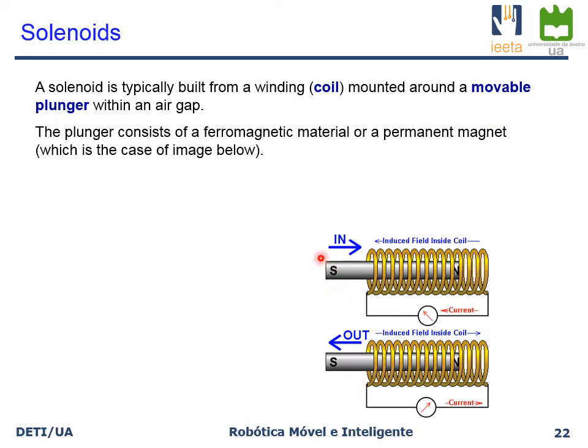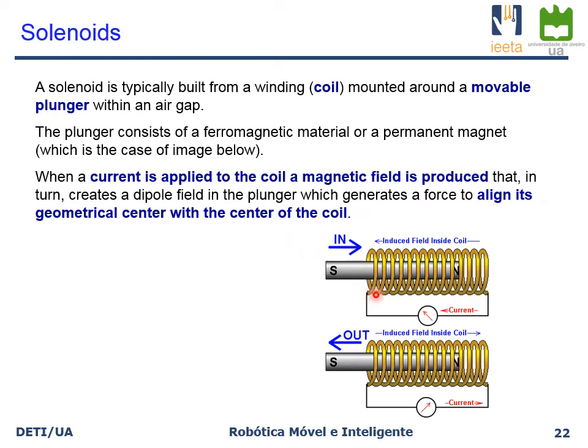The plunger, which is this cylinder here that you can see, normally consists either of a ferromagnetic material or sometimes a permanent magnet, which is the case of these images in particular, since you can see that the south pole is on the left and the north pole is on the right. Whenever you apply a current to the coil, this will generate a magnetic field, and this in turn creates a dipole that generates a force that tries to align the geometrical center of the plunger with the geometric center of the coil.